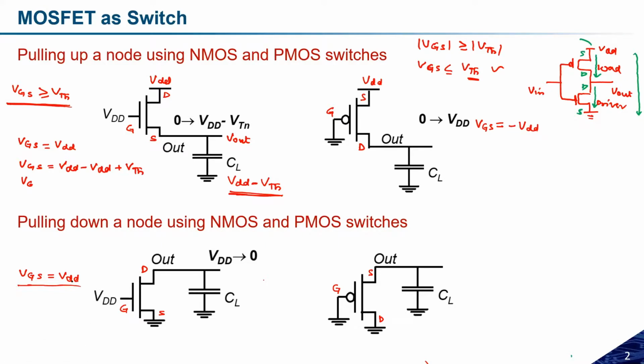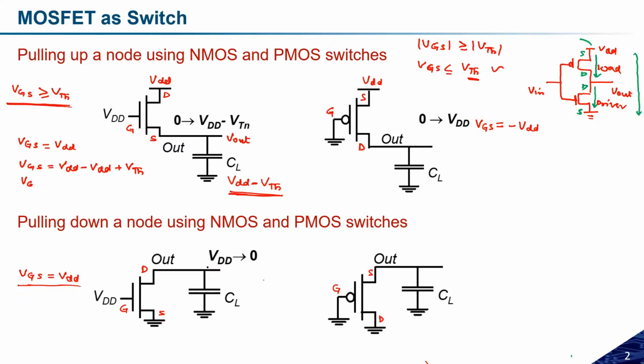Let me explain this one. Because I have connected the gate terminal to VDD, VG is equal to VDD, and the source is connected to ground, so VGS will become VDD, which is always greater than the threshold voltage. So this NMOS transistor will always be in on state, and it gets the complete path to discharge up to logic zero.